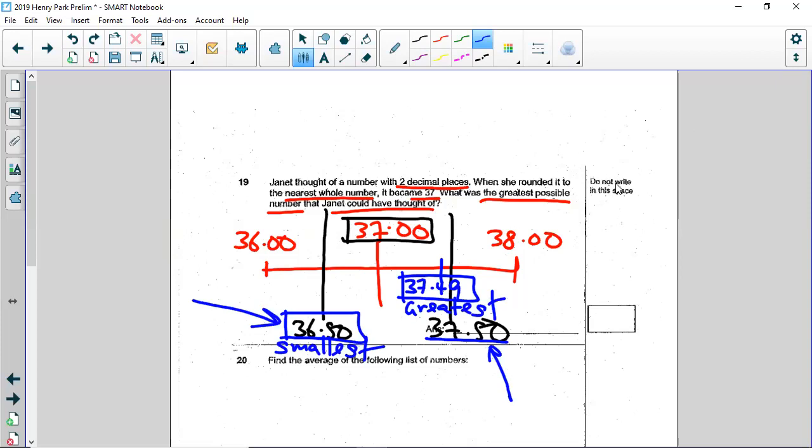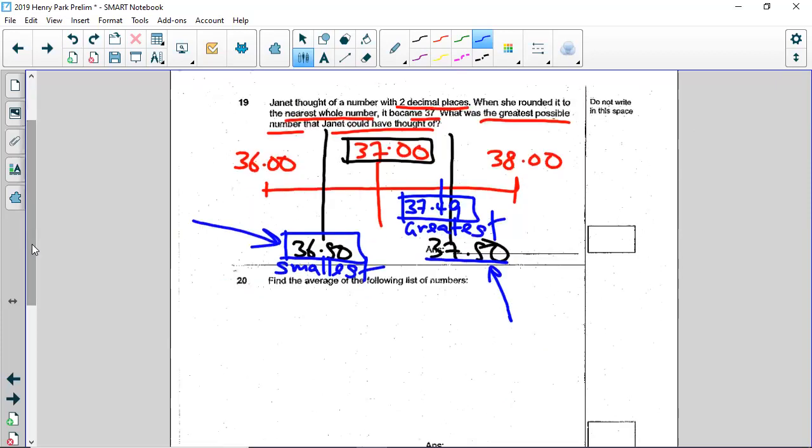Okay, let's go to question 20. Now, question 20, we can't do that because the numbers are missing. Okay, so we will skip the question. Okay, so let's go to the next one.